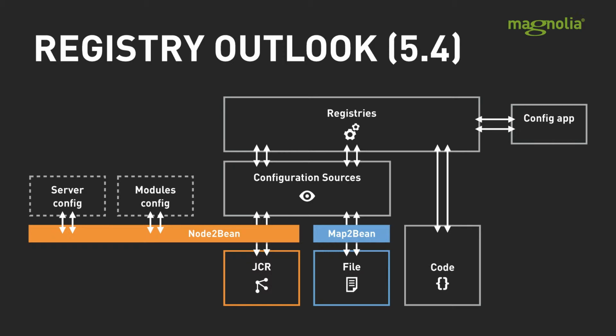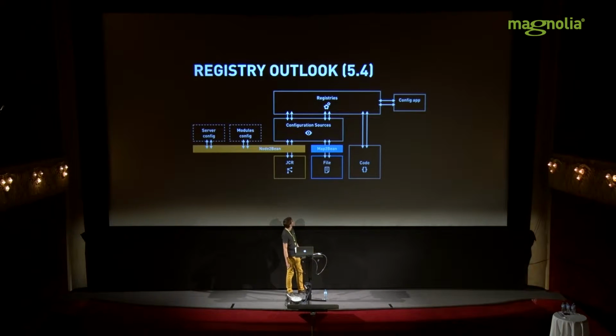Now we're putting that a little bit aside, and that's what it looks like in 5.4. So we've basically replaced managers by what we now call configuration sources. So we have a JSON configuration source and a YAML configuration source.